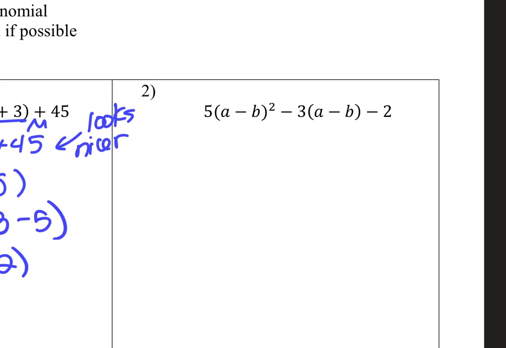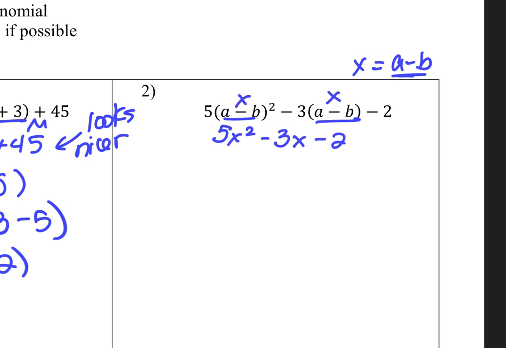Okay, this one right here, you have a minus b. I don't want to use a letter like a in this case, so you can use any letter that you want. I'll use x here because we're used to it. And x is a minus b, the thing that repeats. So I'm doing 5x squared minus 3x minus 2. This part right here is x. It's the only thing that's getting replaced, not the squared, okay?